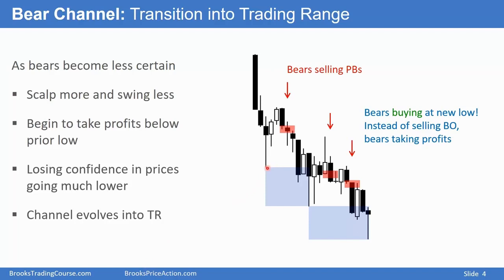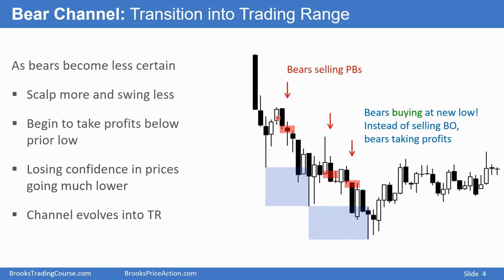Every breakout, here's a breakout point. The market comes back above the breakout point. We have a breakout. The market continues down a little bit, but comes back above the breakout point. That's a stairs pattern, and it's usually a sign that the channel is weakening and will soon evolve into a trading range.